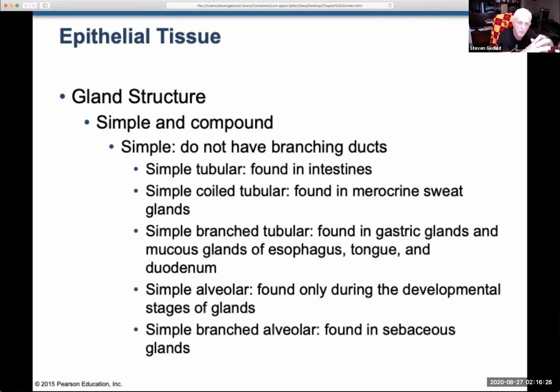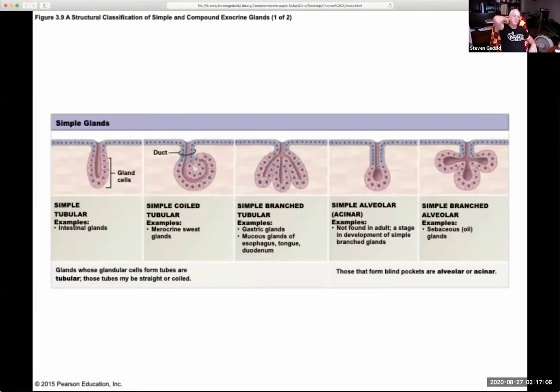You can also have simple and compound. Simple do not have any branching ducts. It's a simple tube. Simple tubular is found in the intestines. Simple coiled tubular is found in the merocrine sweat glands. Simple branched tubular is found in gastric glands and mucous glands of the esophagus, tongue, and duodenum. It might sound contradictory, simple and branched, but it's each individual tube, and then they connect together so we form a branch system. But each tube does not have branches off of it. Okay, simple alveolar, which is found only during development stages of glands in the developing fetus, and simple branched alveolar, which is found in your sebaceous glands. Here's some examples. If you look at this, you can see simple glands. Simple tubular, you can see one tube.